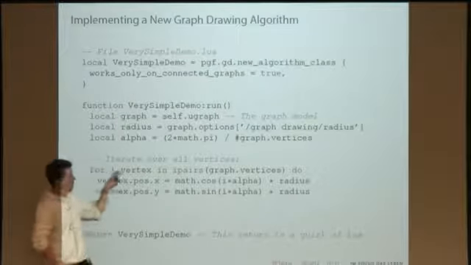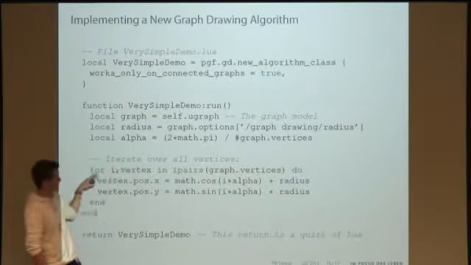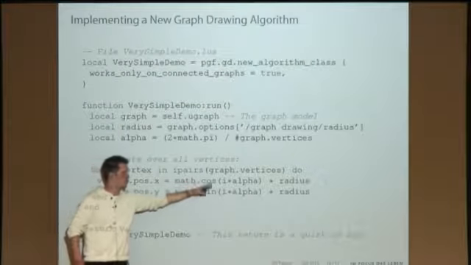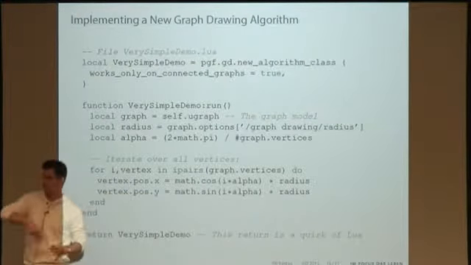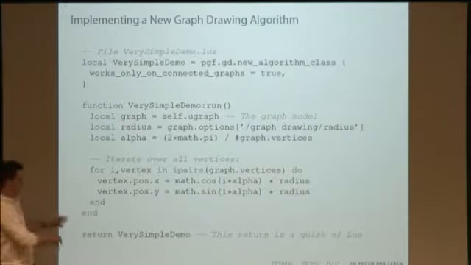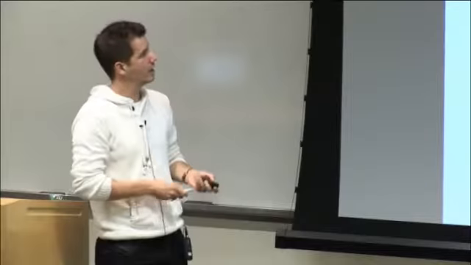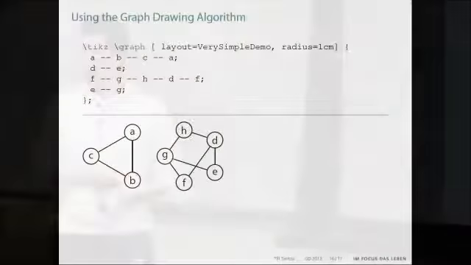This is Lua speak for iterating over all the vertices. And essentially, for the vertex position, the x and y position, you get the cosine and sine. So they're going to be placed on a circle. And then there are some quirks of Lua. So this is what we put. This is a complete graph drawing algorithm. You put it in some file. And the moment you do that, what you can do next is use it.